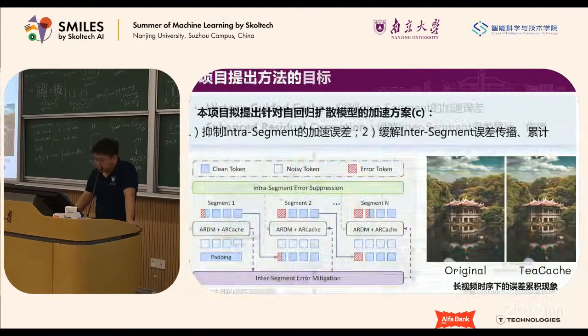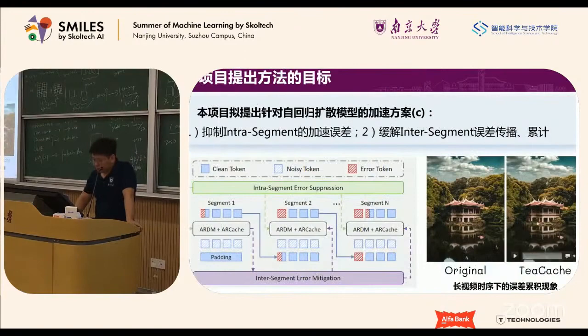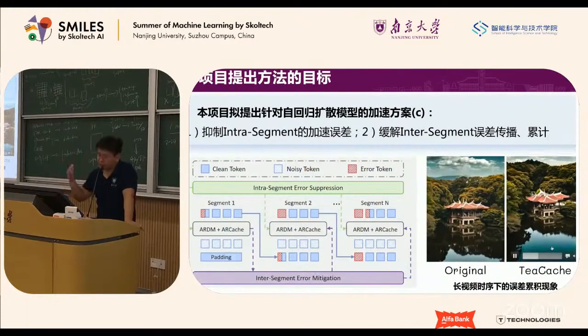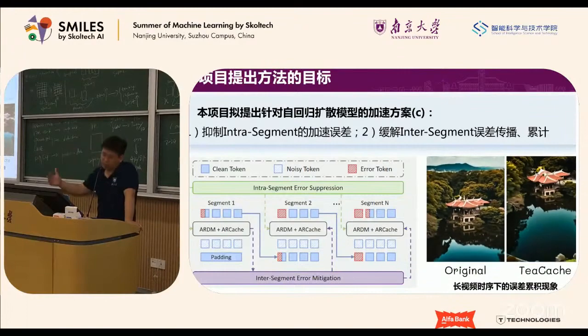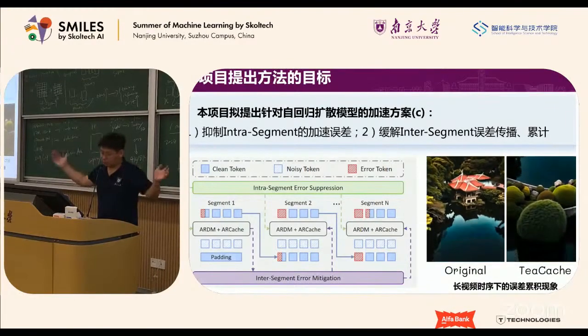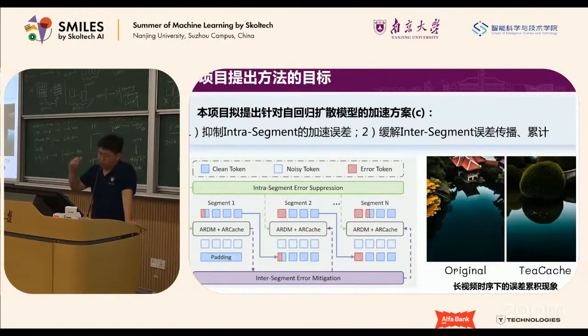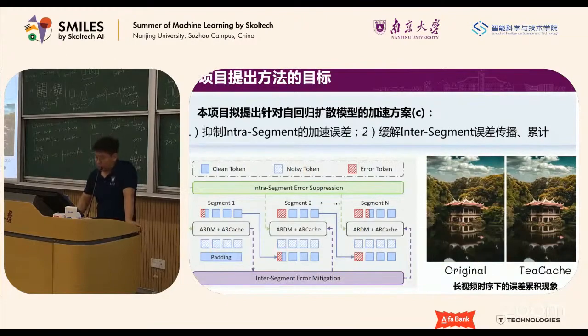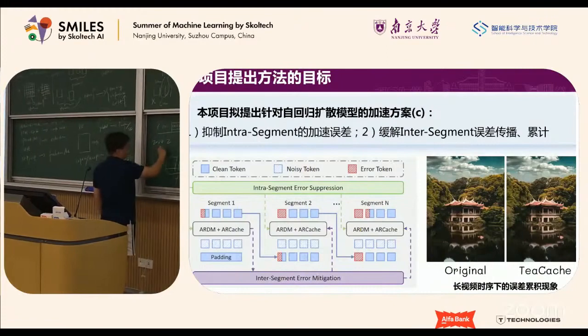This is also the case for the previous KV cache methods, like TeaCache or some other caching methods. You can see that when the sequence gets longer, the errors are more obvious. So to address this problem, we propose a method called AR-Cache.